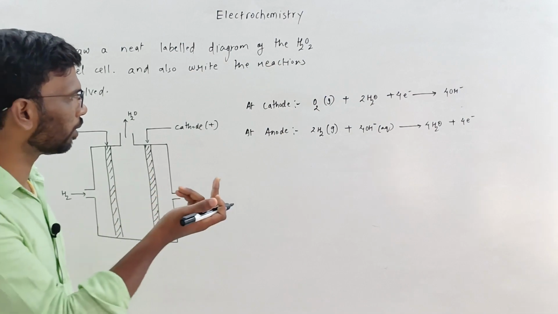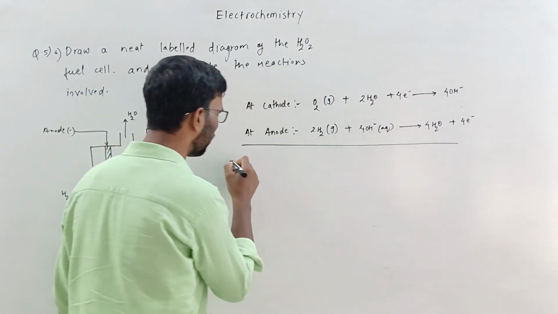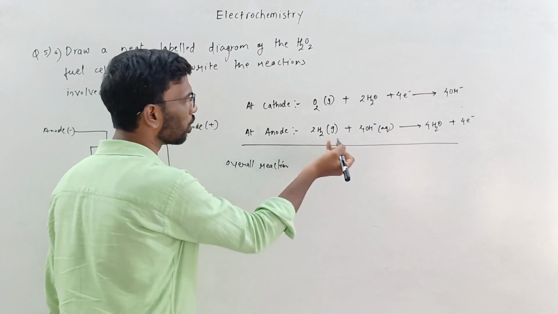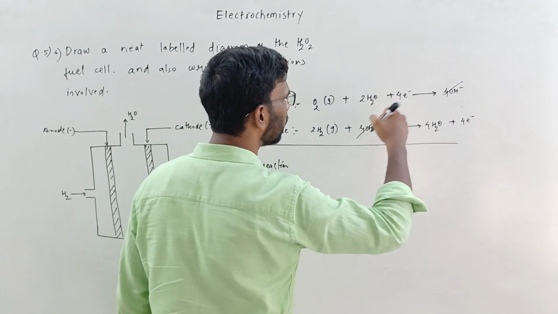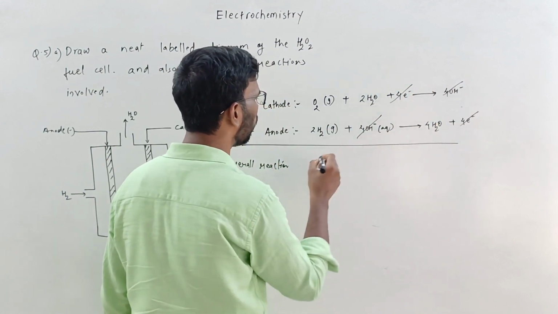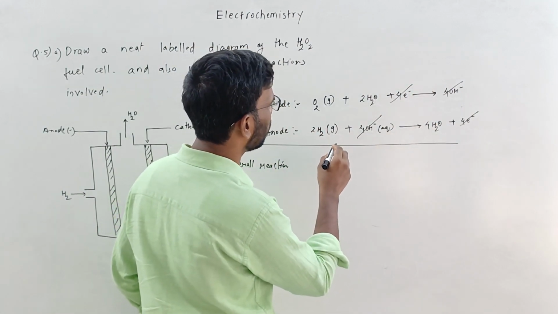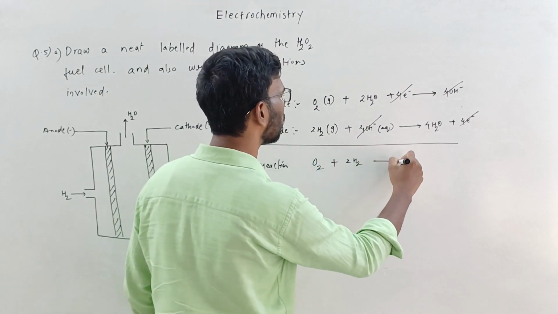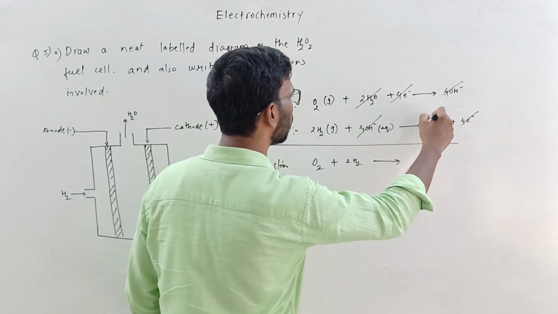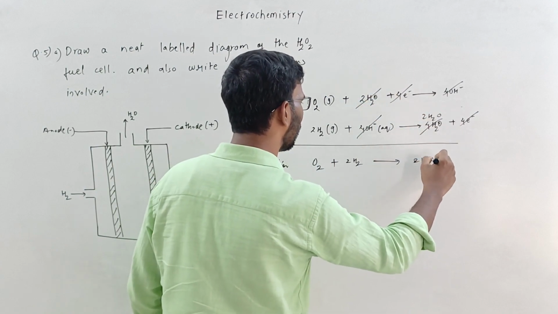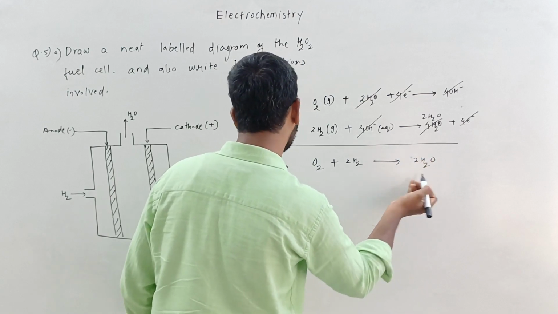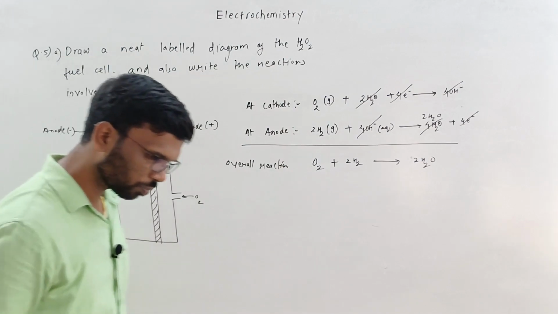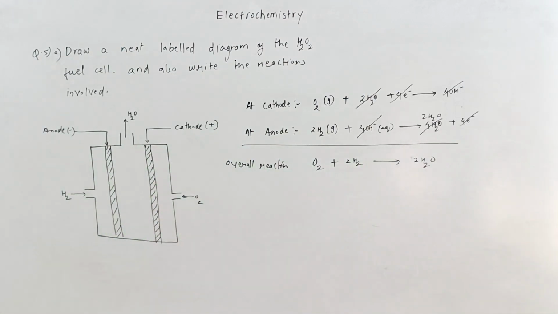If you see over here, if you want to write the overall reaction, let's write it. So this will get cancelled, and these 4 electrons will also get cancelled. What remains is oxygen and 2H2, and this will give 2H2O. The overall reaction is very simple: oxygen and hydrogen combine to form water. That is the overall reaction. That was about the H2-O2 fuel cell.